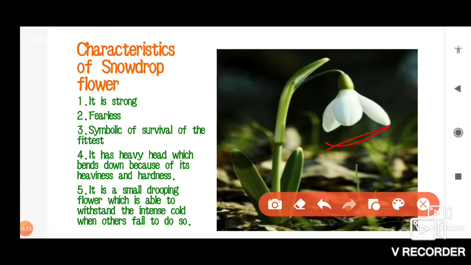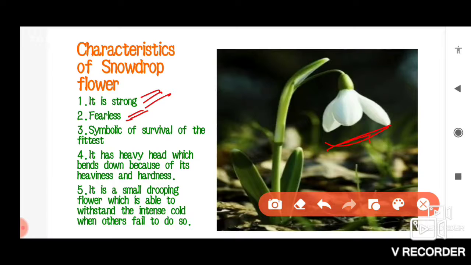ऐसी क्या चीज़ें हैं इस flower में कि ये winter में grow होता है? It is very strong and fearless. Why is it fearless? Why is it strong? Because this is the only flower which has the tendency to grow in the winter season. It is very strong. It tolerates the toughness, the brutality of the winter season.